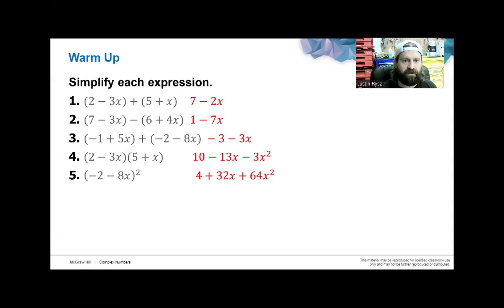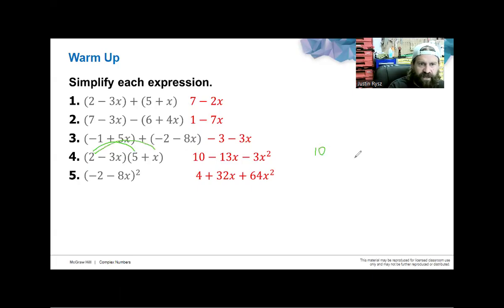Now over here, we would have to FOIL. And so we would end up getting, well, let me get my writer out here. All right, we distribute here. 2 times 5 is 10. 2 times x is 2x. Negative 3x times 5 is negative 15x. And then negative 3x times x is negative 3x squared. And we can combine the middle terms together. That's how we get the negative 13x in the middle.